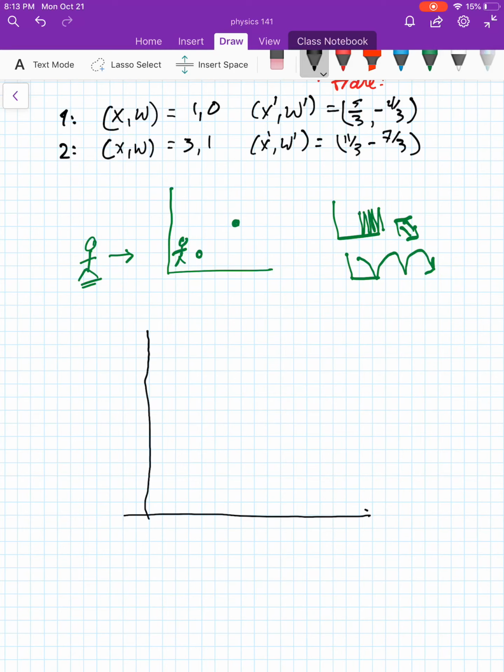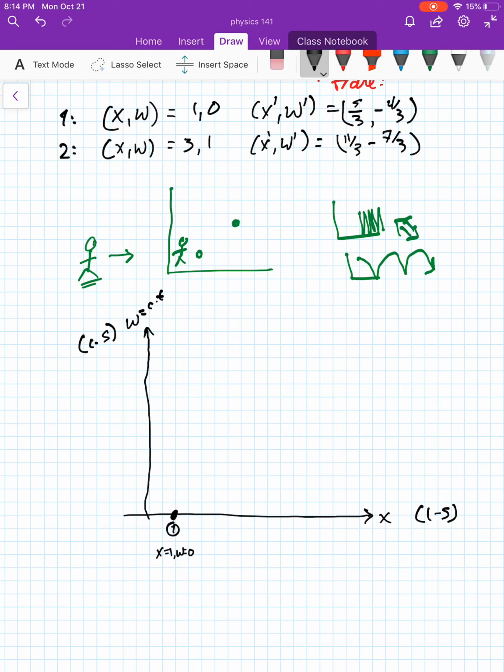So here's our unprimed frame, x and w. We know that we have one event at x equals 1 and w equals 0. This is in light seconds, technically c times seconds, because w is equal to c times t. The reason we're doing this is so we don't ever have to multiply by c in these transformations. If we don't use these normalized units, then you have to include c. So this is event 1 at x equals 1, w equals 0.